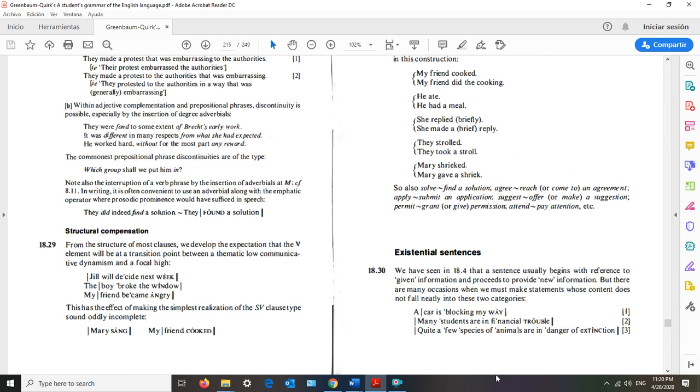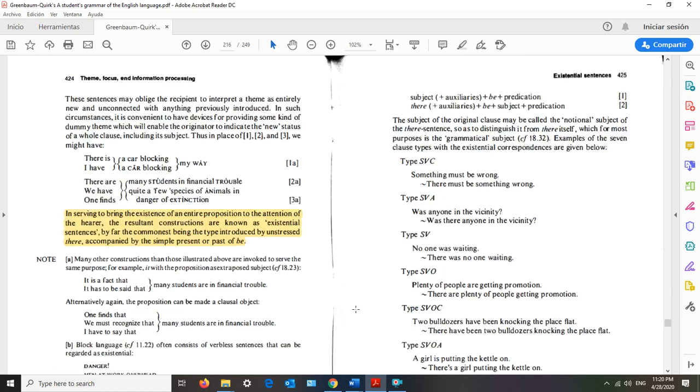here at the bottom, you have this information, which is, I presume, known to you, considering you have been students of Grammar 2 already. So a sentence usually begins here, I'm beginning here. A sentence usually begins with reference to given information and proceeds to provide new information. This is what we take as the canonical, the basic way in which information packaging and structuring is present in sentences. But there are many occasions, say the authors, when we must make statements whose content does not fall neatly into these two categories.